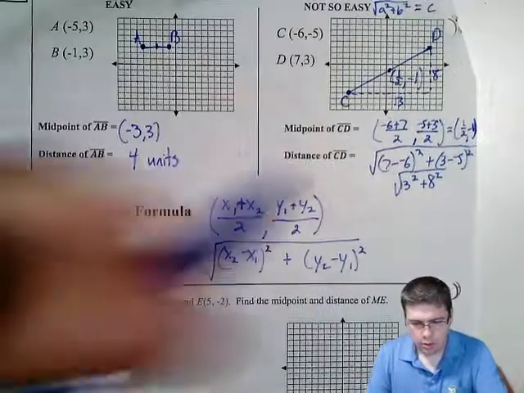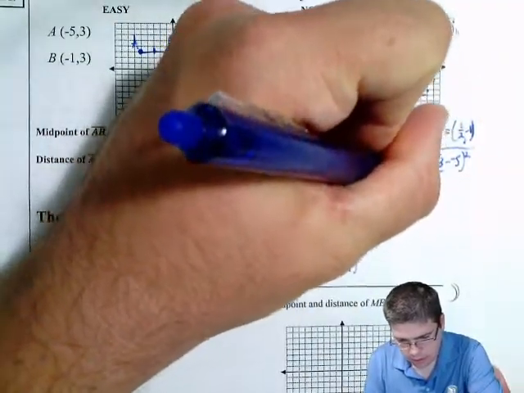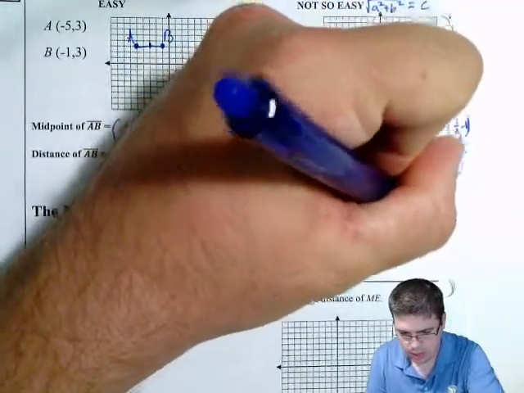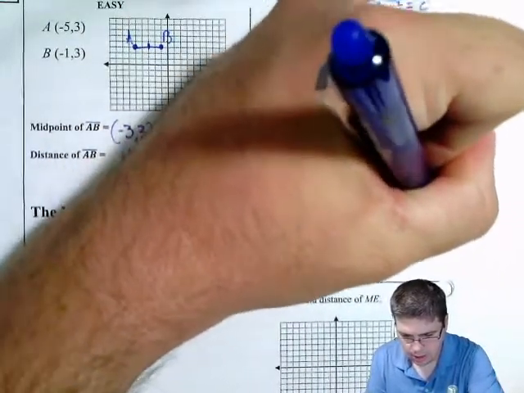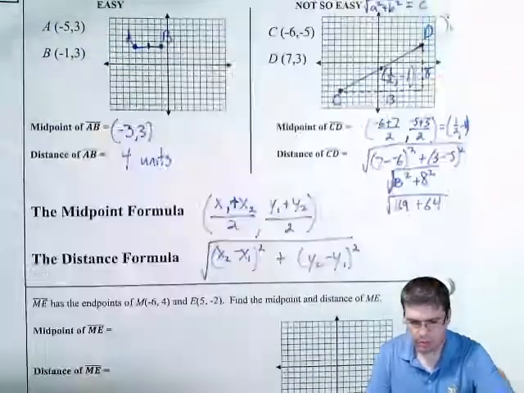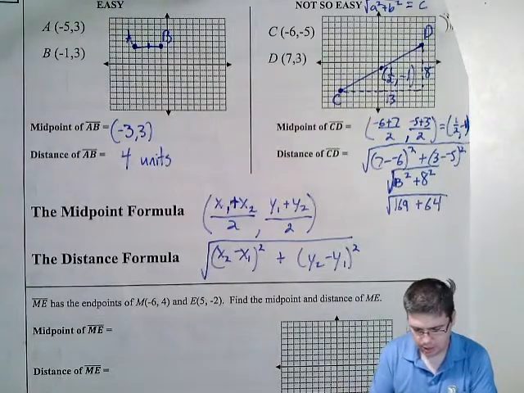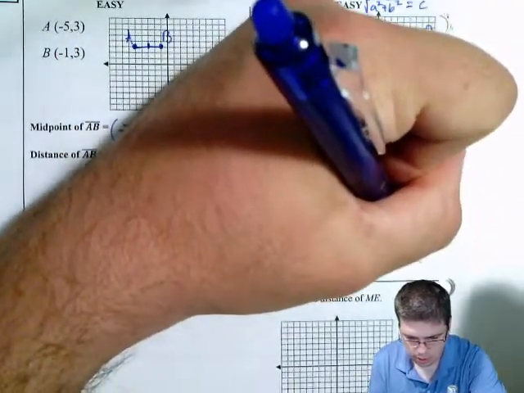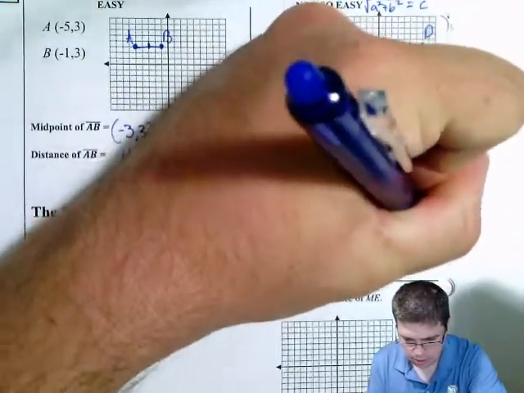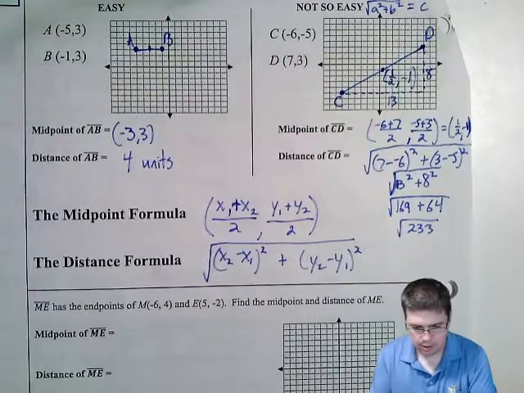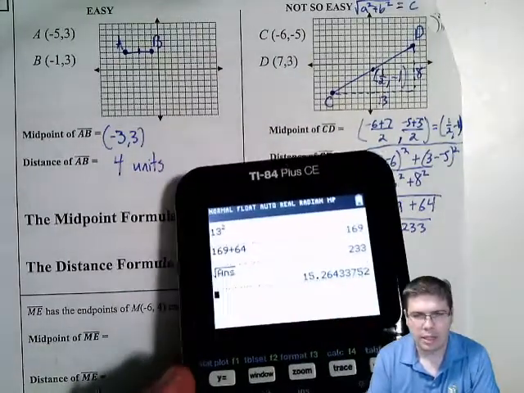All right, so, sorry, this looks like 13 squared. 13 squared is 169 plus 8 squared is 64. We're going to be ultimately taking the square root of that. So 169 plus 64 is 233. All right, and we take the square root of that, and we get this number.